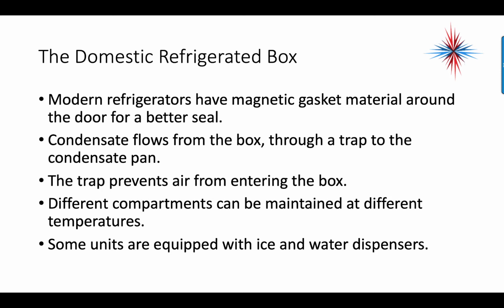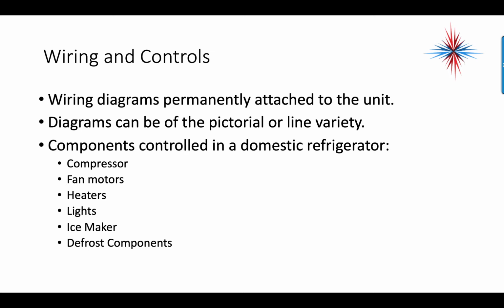The modern refrigerators have a magnetic seal gasket material around the door for a better seal. Condensate flows from the box through a trap to the condensate pan. The trap prevents air from entering the box. Different compartments can be maintained at different temperatures. Some units are equipped with ice and water dispensers. Wiring diagrams a lot of times are permanently attached to the unit. Diagrams can be pictorial or line variety.